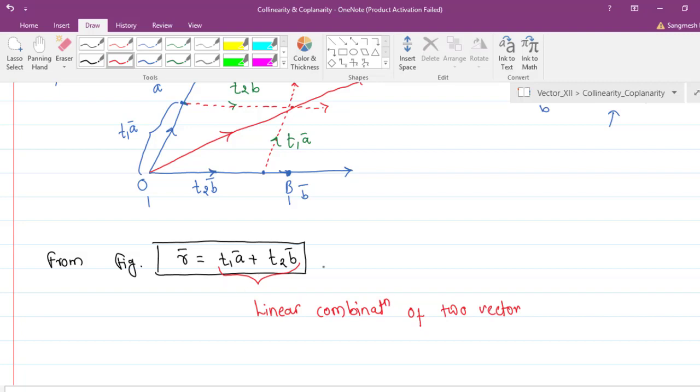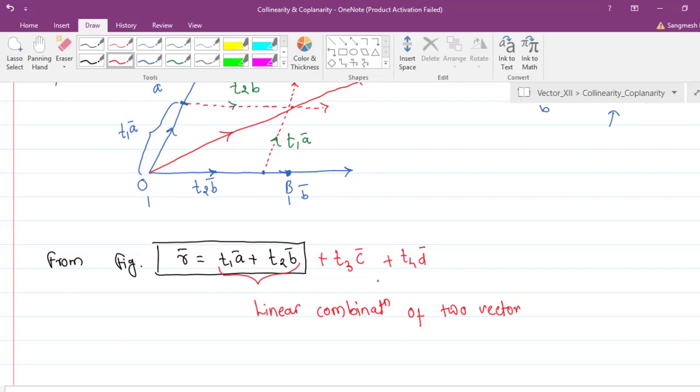Okay, what if I add some more vectors here? If I add some more vectors, let's say t3 C bar, t4 D bar, then what happens? Sir, will all these 5 vectors be coplanar? Yes, no doubt. Here you have taken only 2. If you take this resultant R vector, and this vector C bar and D bar, with this resultant R vector and this C bar and D bar, you will have one another resultant vector. So like that we can prove that all the linear combination vectors are coplanar vectors.